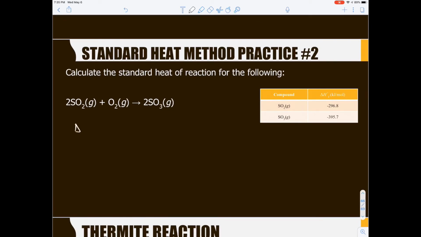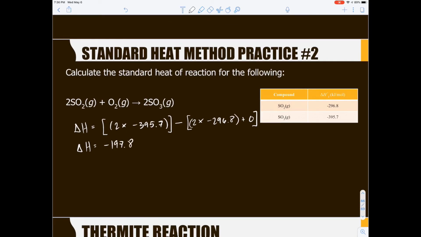Emily Lee, how do I start? She says you write delta H equals, and then you do the products first, and she is right. 2 times negative 395.7. Okay, that's our only product. We're going to do minus products minus reactants. Okay, 2 times SO2, which is negative 296.8. If you want to add oxygen, you can. You don't have to. Okay, we're going to be careful again. Minus minus is plus. I'm rushing. You're going to come back to class and tell me I was wrong. Okay, negative 197.8.